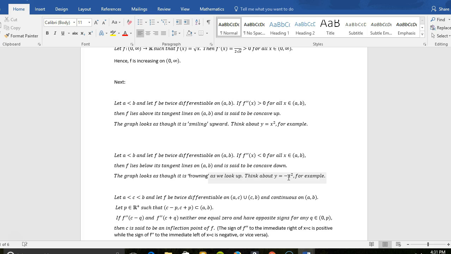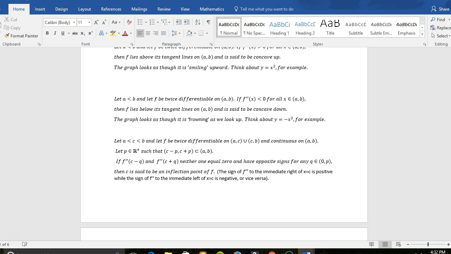Think about smiling and frowning. Concave down, you're frowning. Whereas concave up, you're smiling. Follow my cursor. This is smiling, whereas this is frowning.